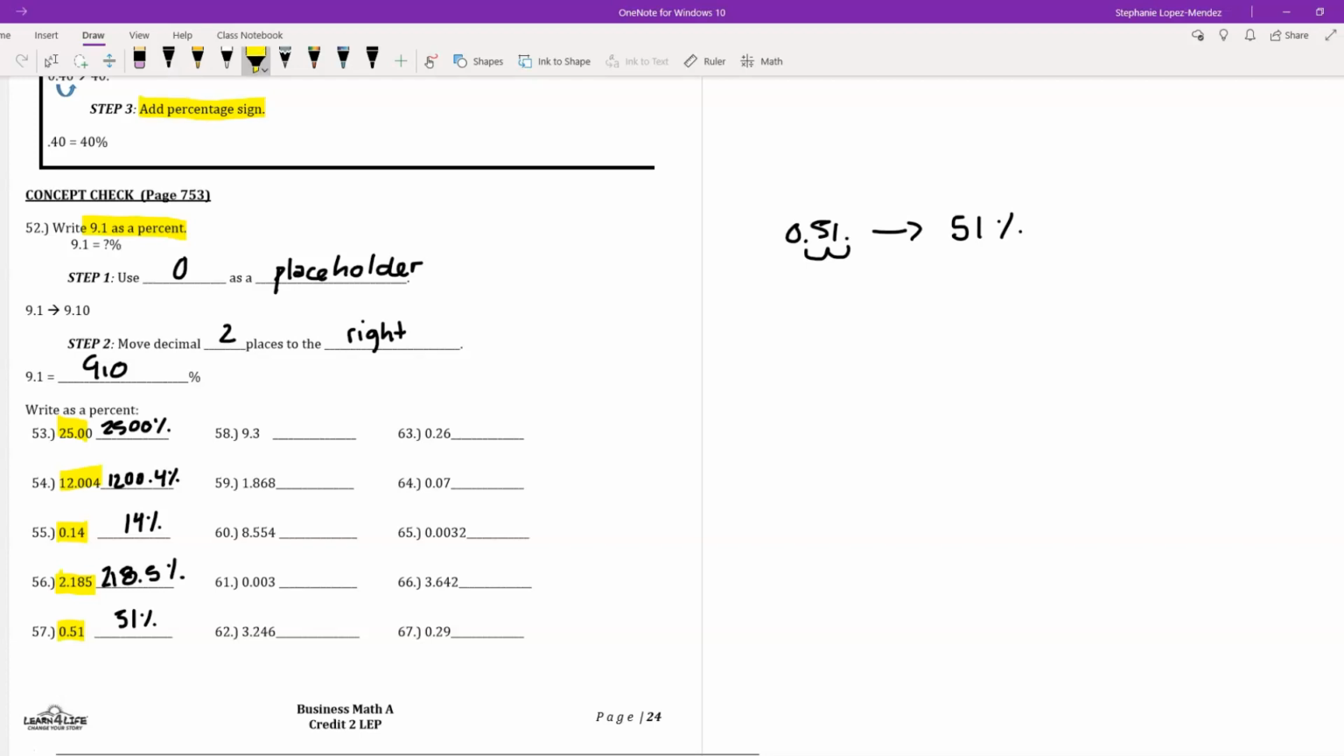And my last problem here would be 58, that is 9.3. So in this case, I do have to use a 0 as a placeholder because I don't have enough numbers. So I'll be moving my decimal 2 times to the right. And so my answer is 930% right here. Continue working with the other problems until you finish number 67.